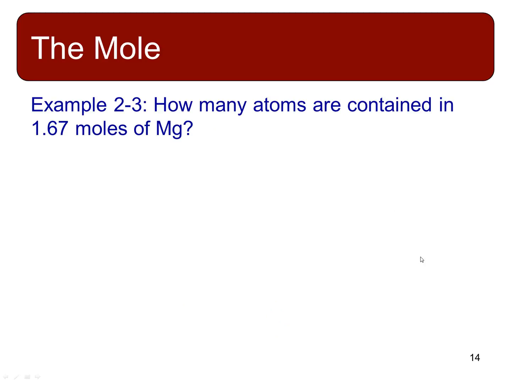Okay. Next problem. The best way to learn this is to practice. So, this asks how many atoms are contained in 1.67 moles of magnesium. Okay, so this time, it's not asking us for grams. It's not asking us to find moles. But it's asking us to find atoms. So, Anderson, what do you think we're going to have to use? Exactly. Okay, so anytime you are asked atoms, molecules, ions, or particles, you want to automatically think I'm going to have to use Avogadro's number in some way.